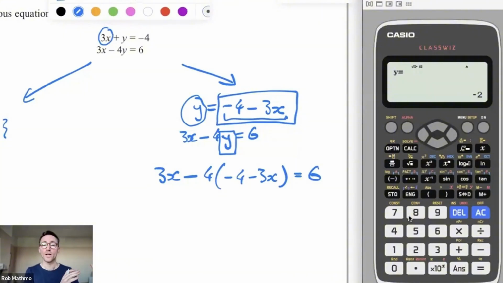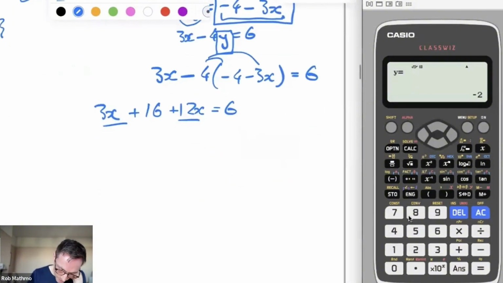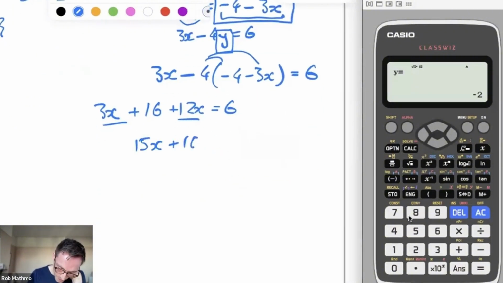This is the real level 8, level 9 stuff, but this technique is just really, really helpful. Here, you've just got to be careful, and you're expanding -4 out over this bracket, which is a bit annoying. You're going to have a minus times a minus is a plus. -4 times -3x, you're going to have plus 12x equals 6.